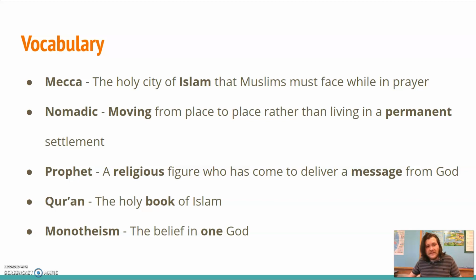Prophet, a prophet is a religious figure who's come to deliver a message from God. The Quran is the holy book of Islam. It's kind of like how the Christians have the Bible, Muslims have the Quran. And monotheism is the belief in one God. Mono for one, and theism is the belief in gods.